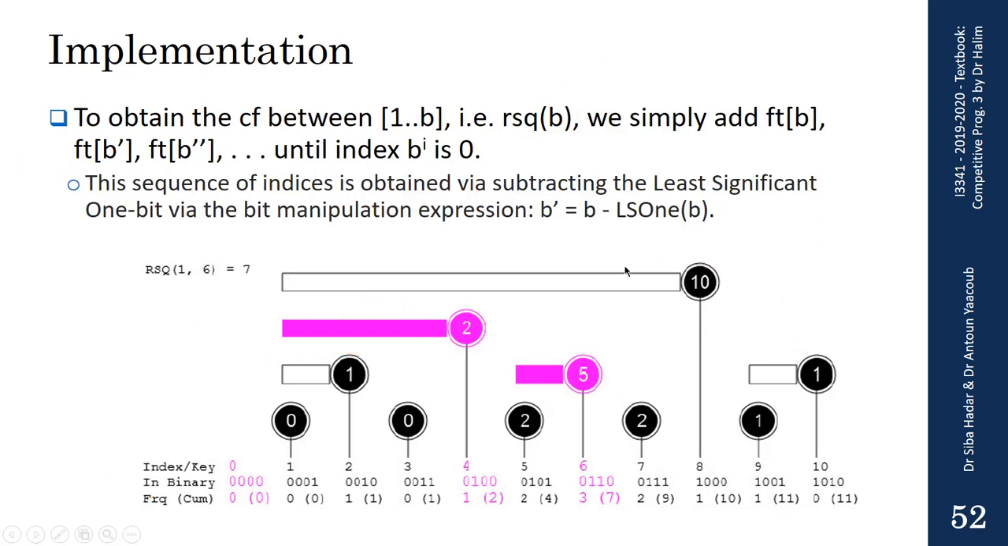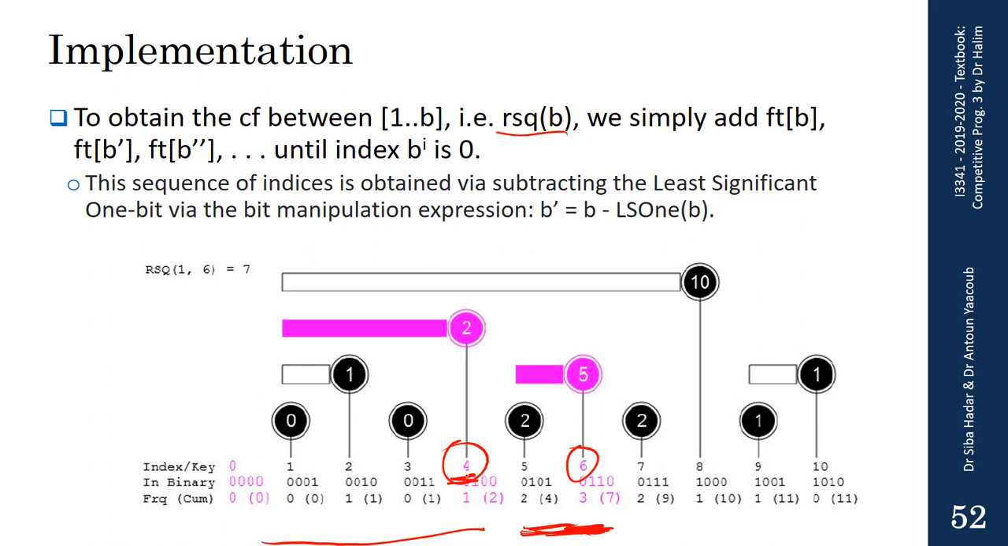However, how to obtain the cumulative frequency of 1 to b, which is RSQ of b? What we will do is the summation. For example, if I want to find the RSQ of 5, I know that in 6 there's the summation between 5 and 6, the range sum query of 5, 6. However, I need to also have the other one. So I need to sum ft of 6 plus ft of 4. But how should I know that? How should I calculate ft of 4?